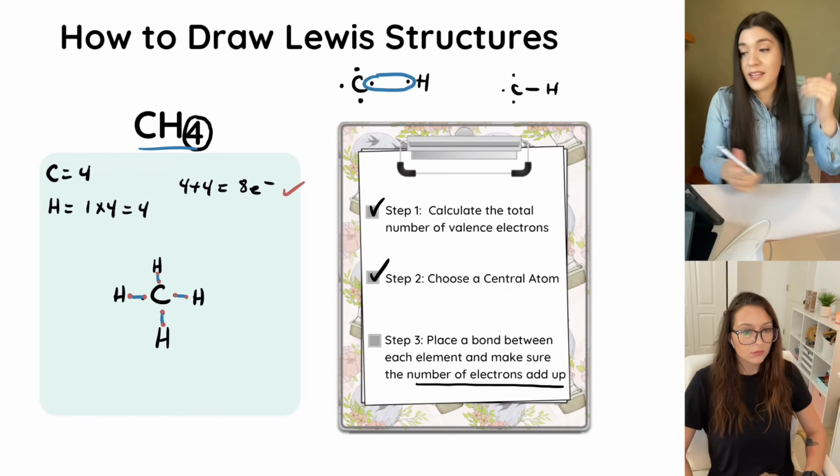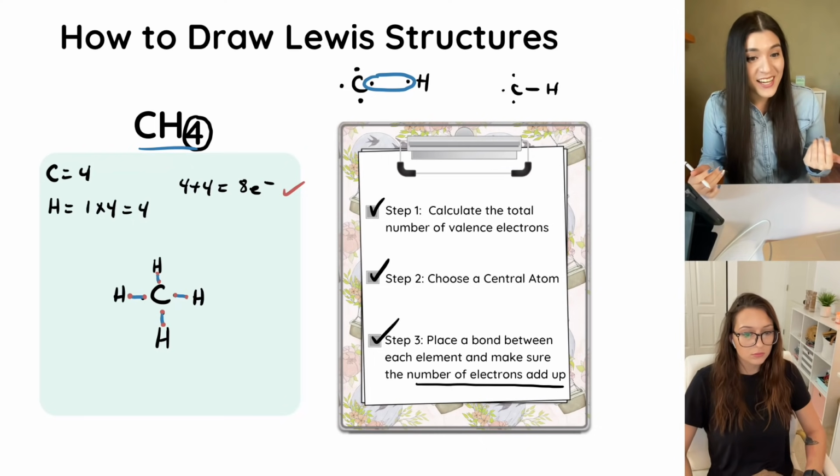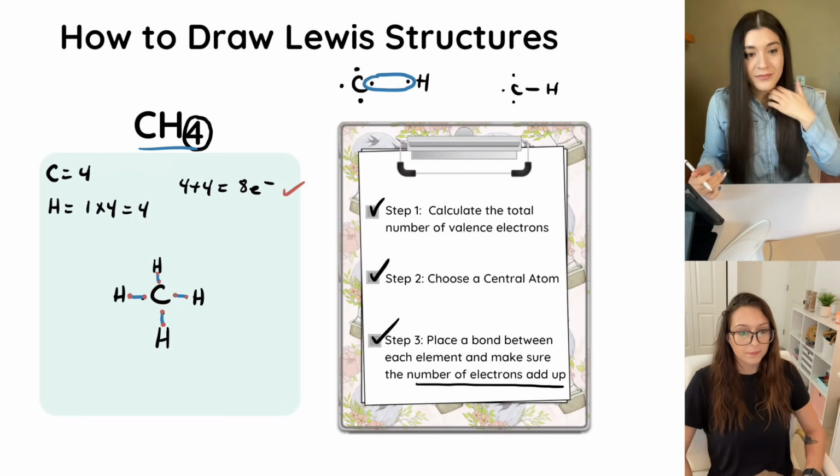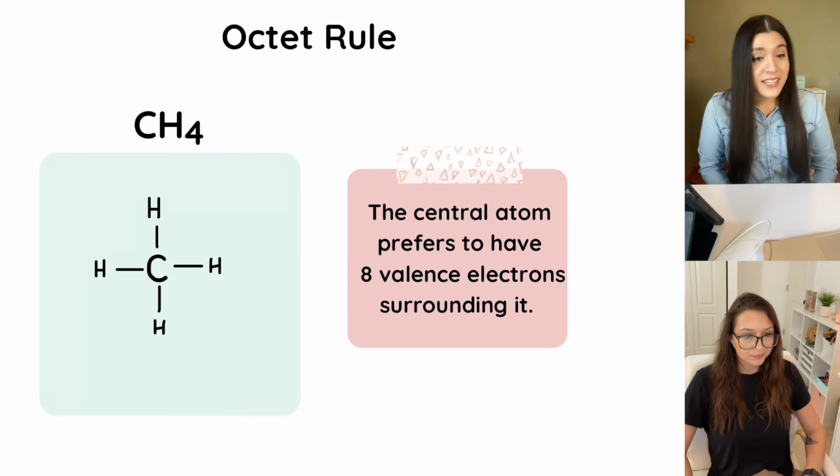So those are the main 3 steps for a typical Lewis structure. That's what we would apply. Questions here? No, that makes sense. Perfect. Moving on to the octet rule.